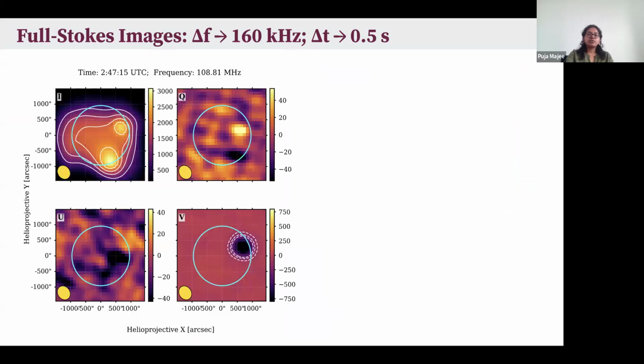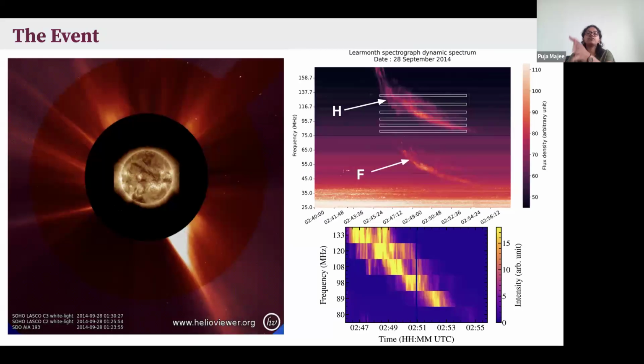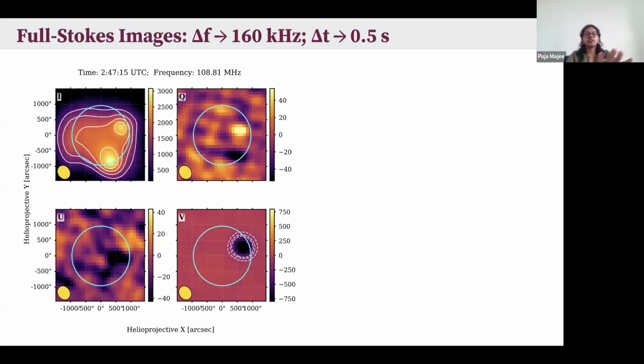For this event, what we have done is that we have made full Stokes images with a frequency resolution of 160 kilohertz and a time resolution of half a second. And these are one of the images. So this is the Stokes I, Q, U, and V image. The circle that you see is the optical Sun, and the ellipses are the PSF of each image. Now this time corresponds to before the occurrence of the type 2 burst.